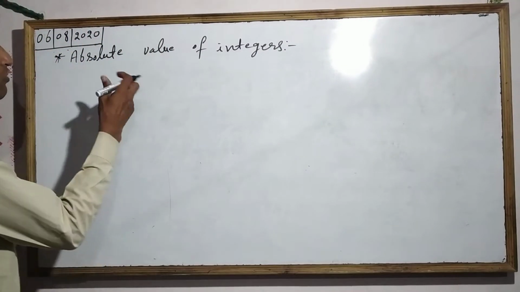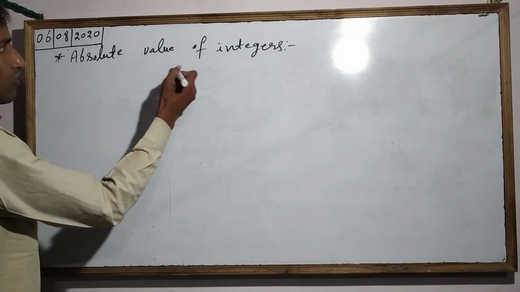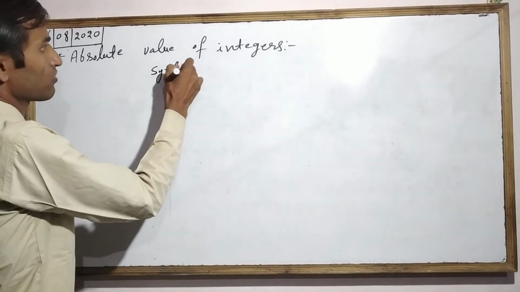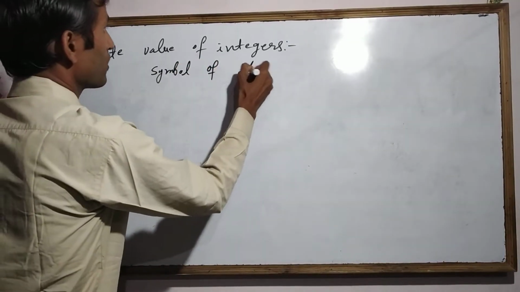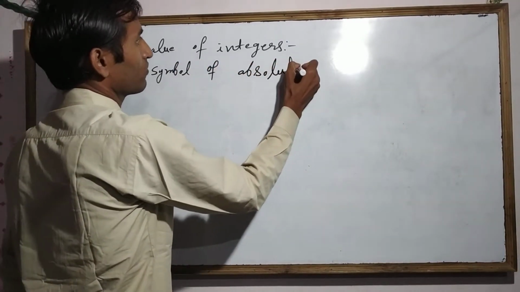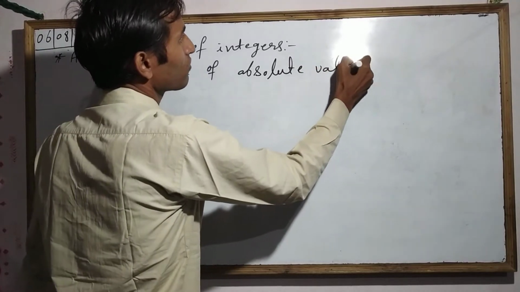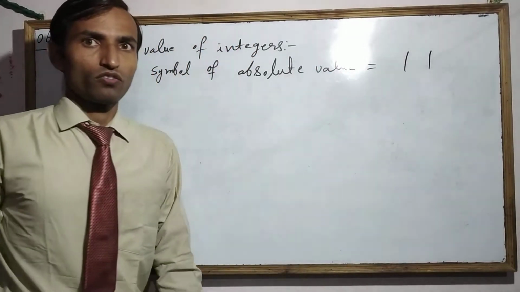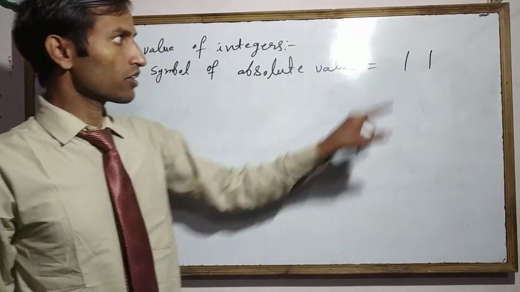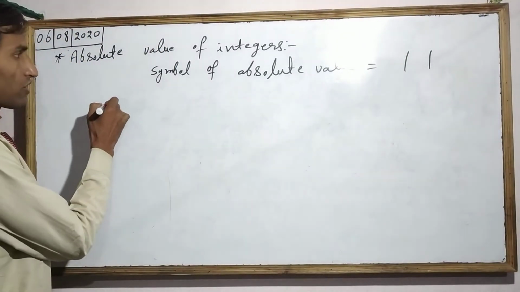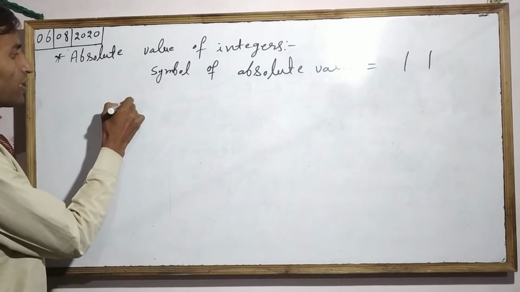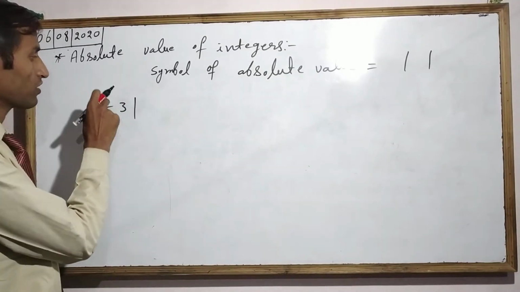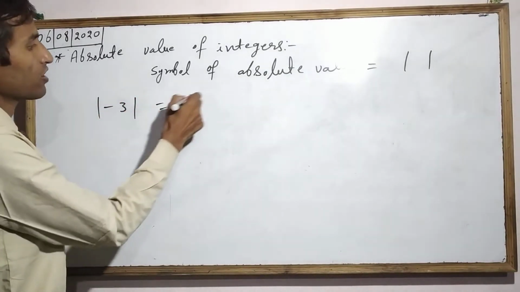So the symbol of absolute value is like this: two vertical lines given in between. Now we have to find the absolute value of -3. So we will put this type of symbol in between, like a bracket. So the answer will come 3.